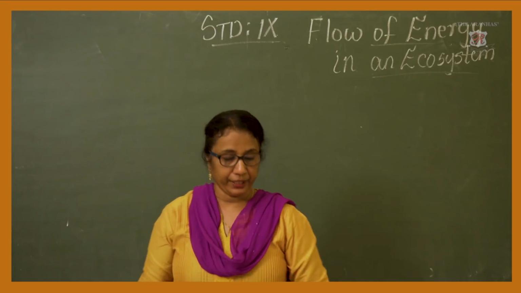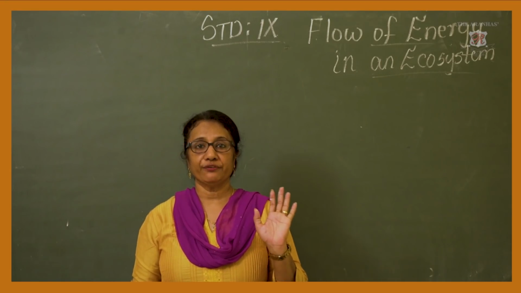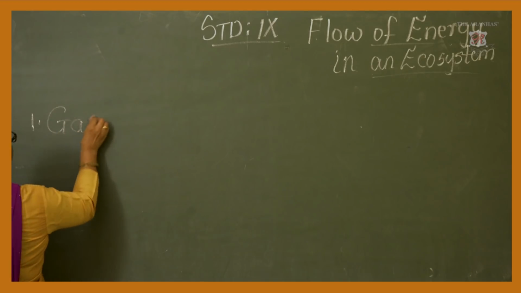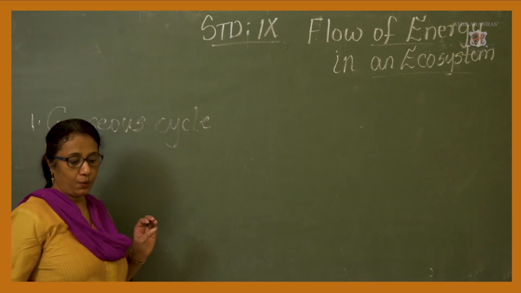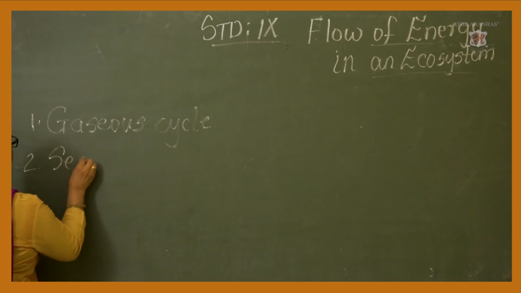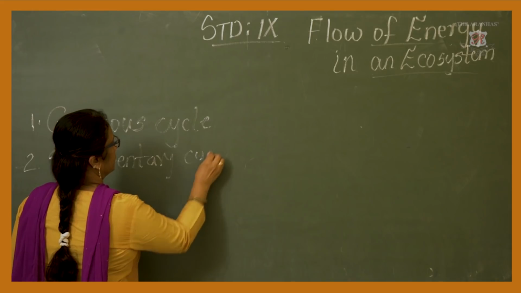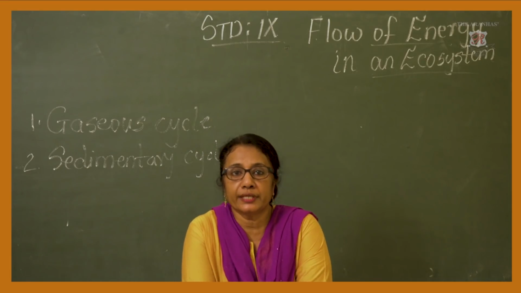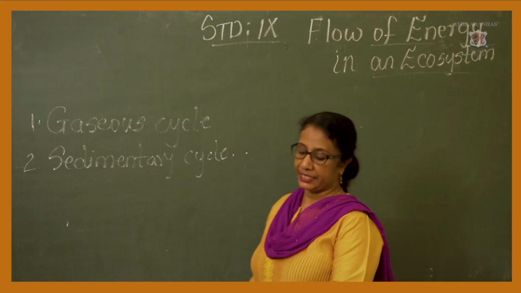Now, the next point is that there are types in this biogeochemical cycle also. We have two different aspects of it. Which are the two types of biogeochemical cycle? One is the gaseous cycle, and the other one is the sedimentary cycle. So, which are the two types of biogeochemical cycles, children? The two types are the gaseous cycle and the sedimentary cycle.